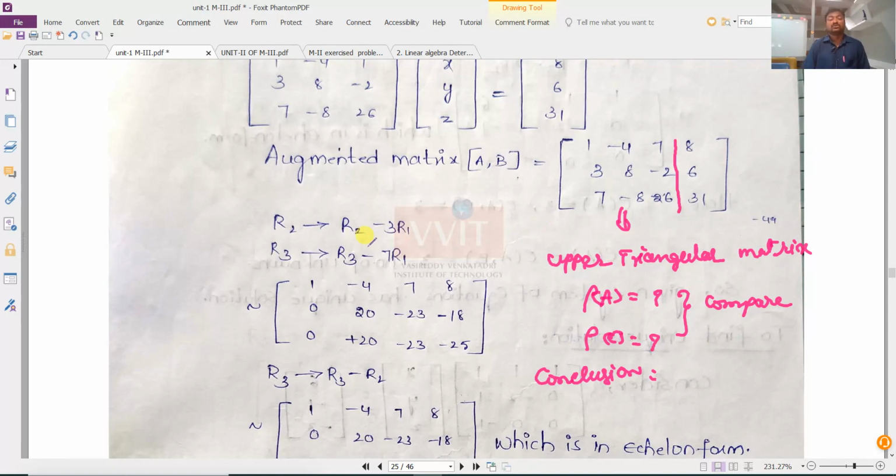Okay, let us get back to the problem. To reduce this to echelon form, I need to convert the elements below A11 to 0. That means this 3 is supposed to be 0 and 7 supposed to be 0. For that, if I multiply this row with 3 and subtract, it will be easy. So R2 becomes R2 minus 3 R1. Similarly, here is 7, so if I multiply with 7 and subtract, we may get that. So R3 becomes R3 minus 7 R1.